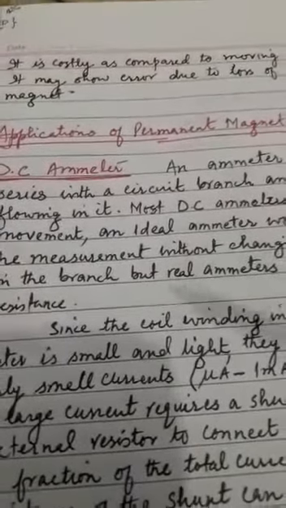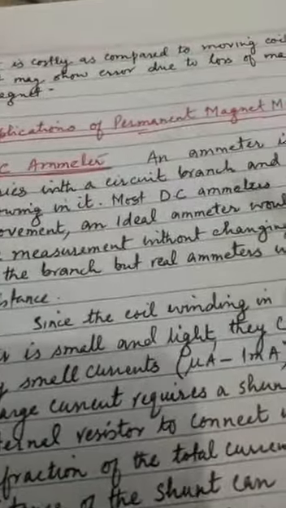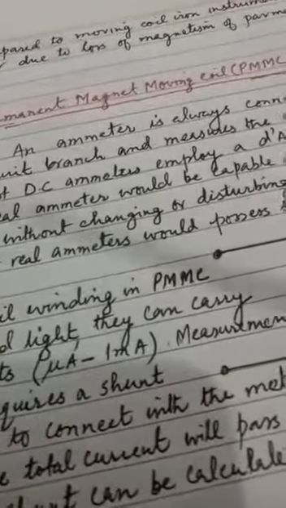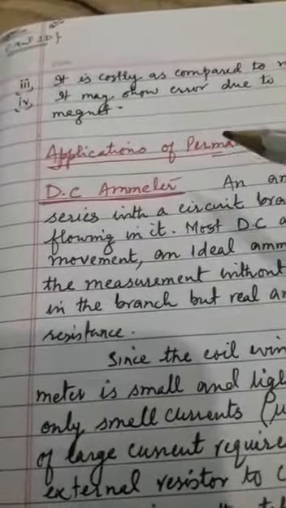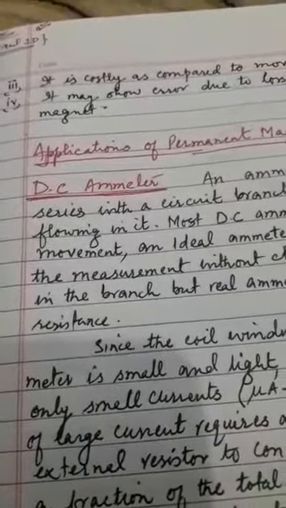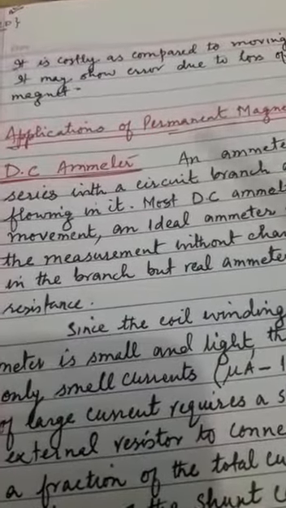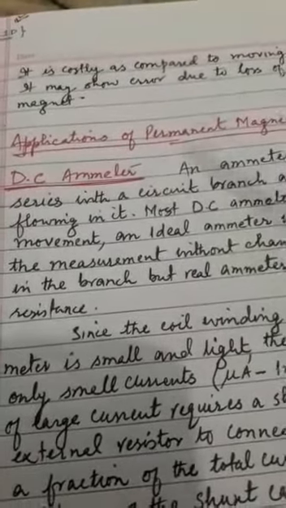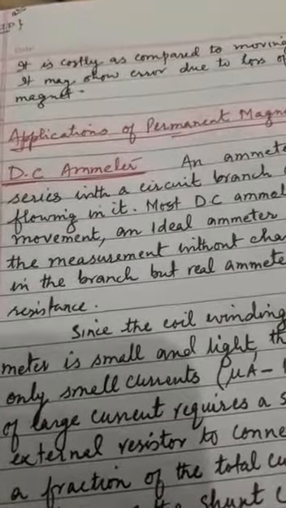Today I will discuss applications of the permanent magnet moving coil instrument. Permanent magnet moving coil means PMMC instrument. I am discussing applications for class 12th electronics. So in applications I will first discuss its use as a DC ammeter.